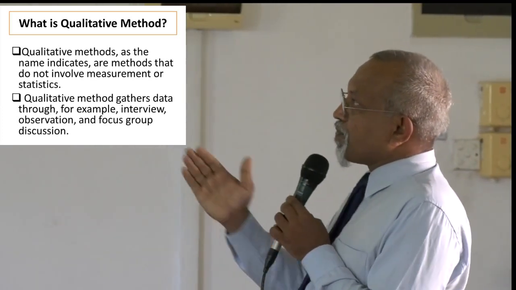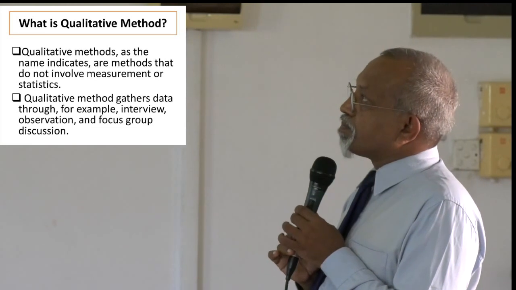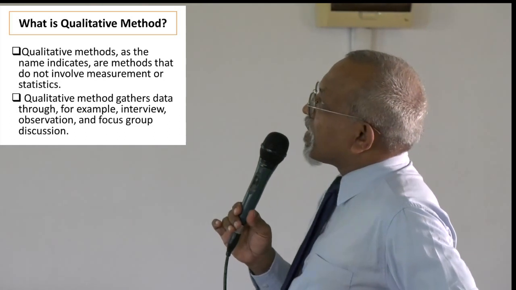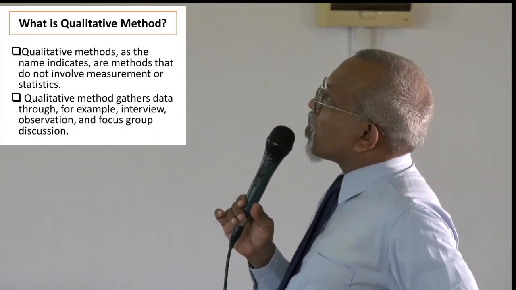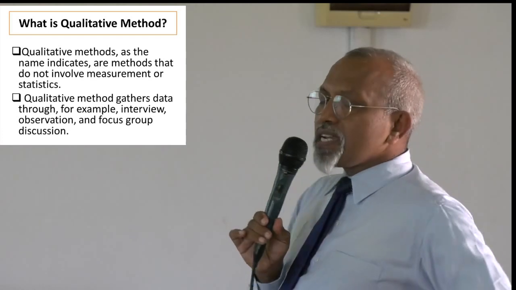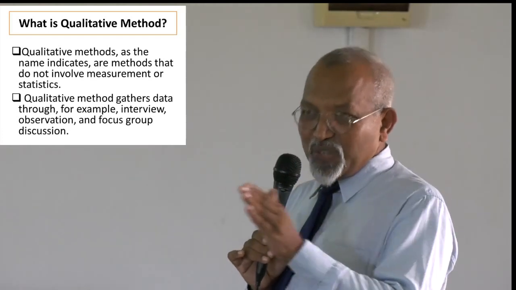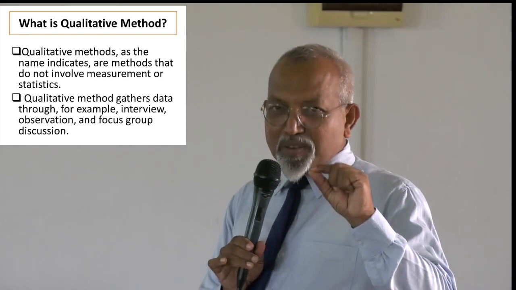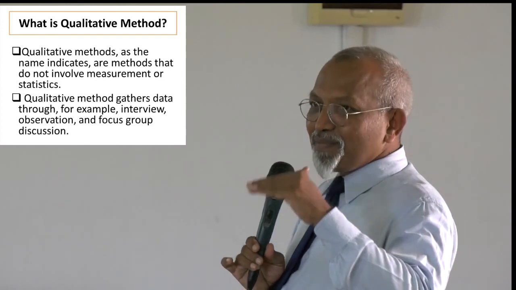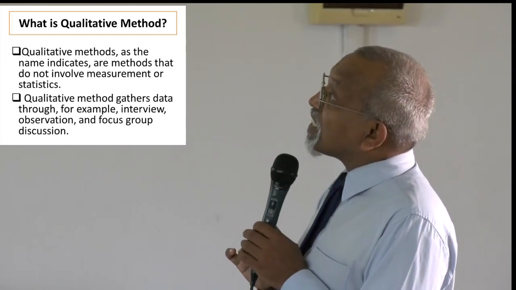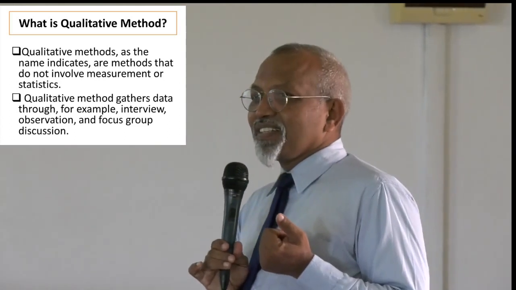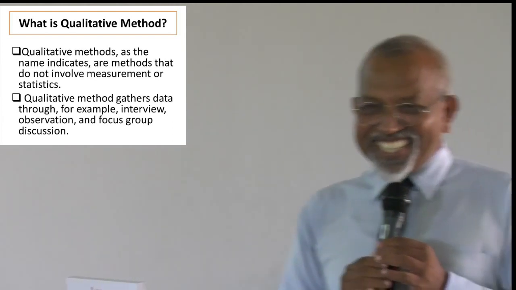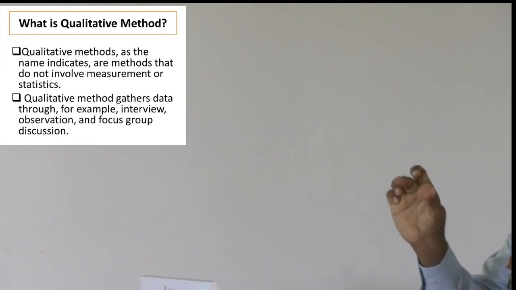Then there are two types of research methods. One is called qualitative, and quantitative, these are the two things. Quality and quantity. Quantity you can measure, no? You can give a figure. But quality, let's say good. How can you measure? When someone says this is good, it is very difficult to give an exact figure, no?